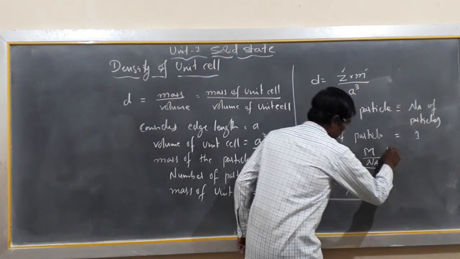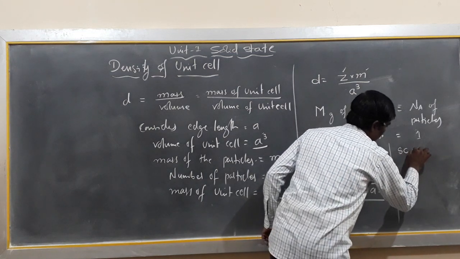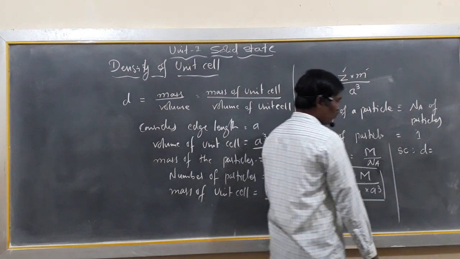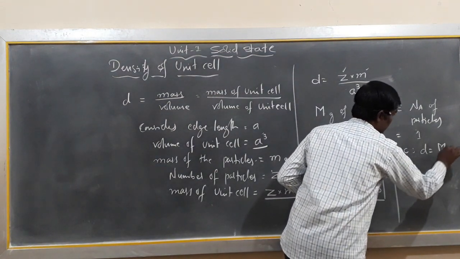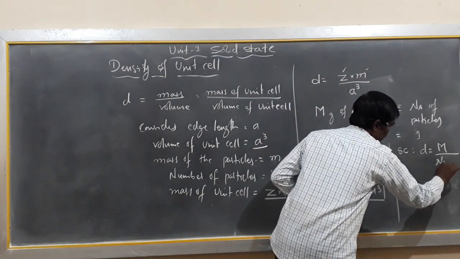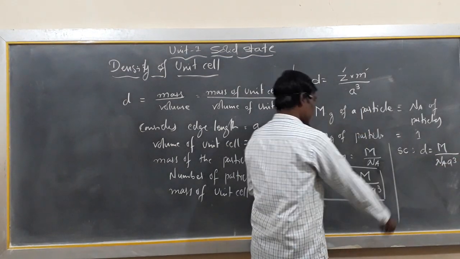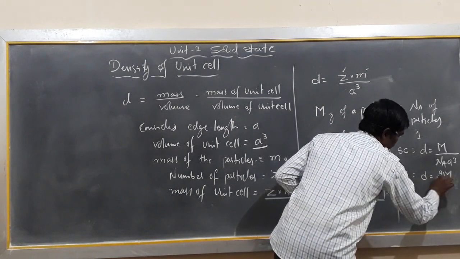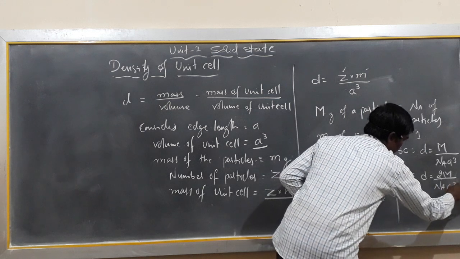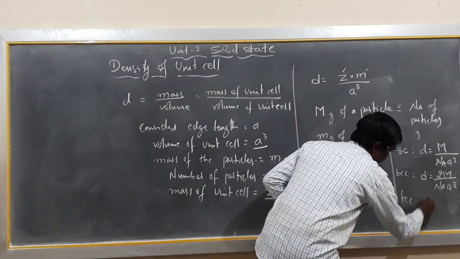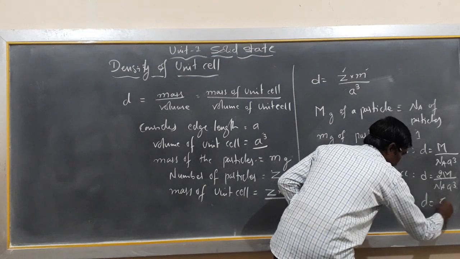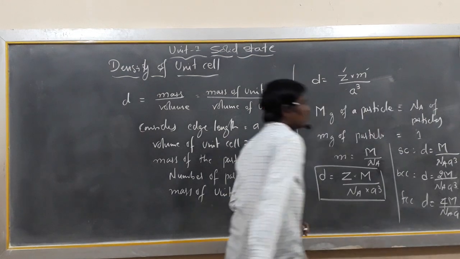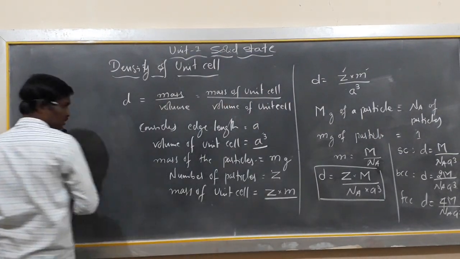For a simple cubic unit cell, Z is 1, therefore the density is defined as M by Na into a cube. For BCC, D is equal to 2M by Na into a cube. And similarly for FCC, D is equal to 4M by Na into a cube. So just copy these.